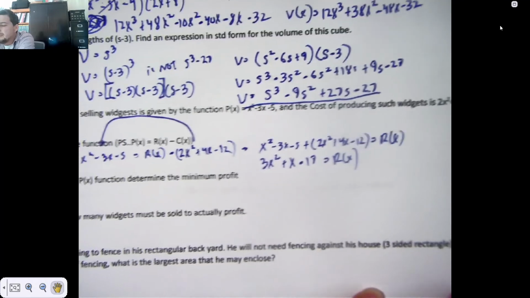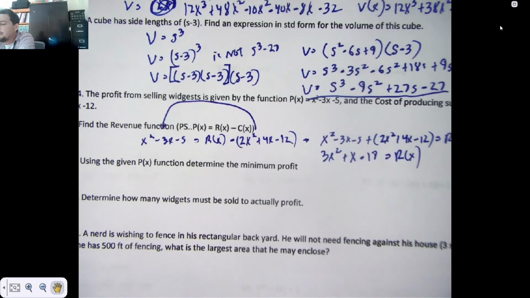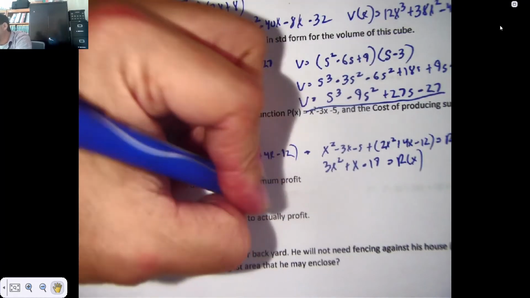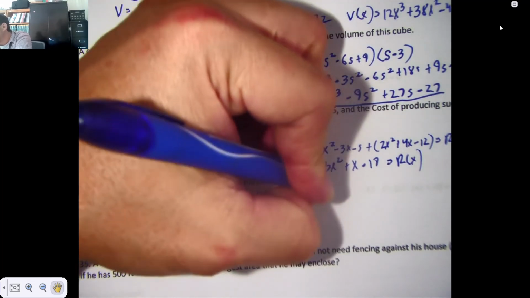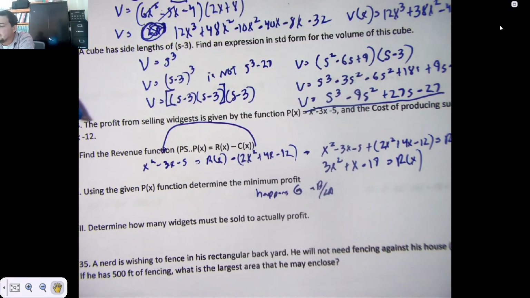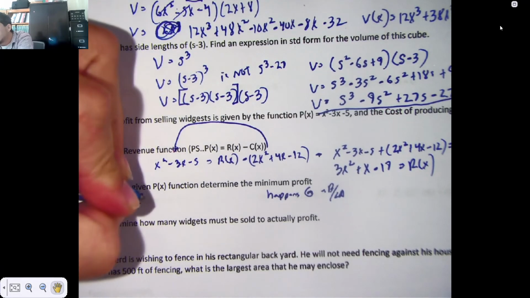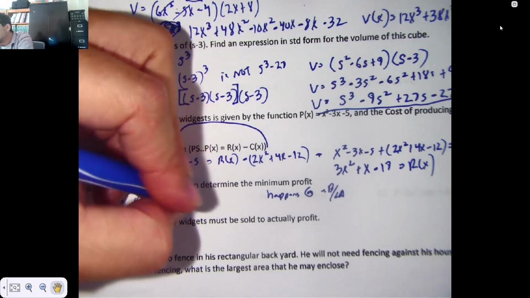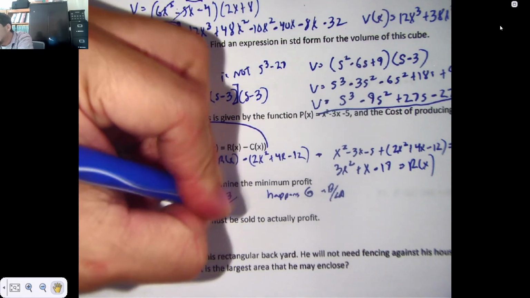Let's see, 2 has nothing to do with that first part. Using the given profit function, determine the minimum profit. I know that this happens at opposite b over 2a. So the profit function is x squared minus 3x minus 5. All right, so opposite b over 2a would be 3 over twice a 1, which is 3/2.